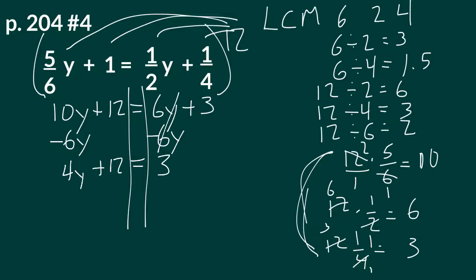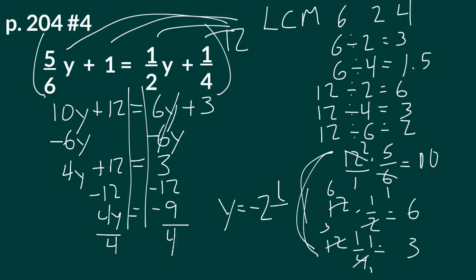Now it's just a two-step equation. I subtract 12 from both sides. I get 4y is equal to -9. Then I would divide both sides by 4, and my answer ends up being y is equal to -2 and 1/4, which is -9/4 converted to a mixed number answer.